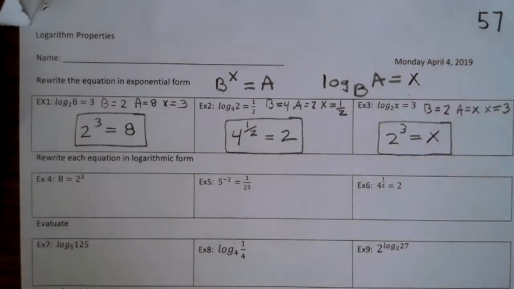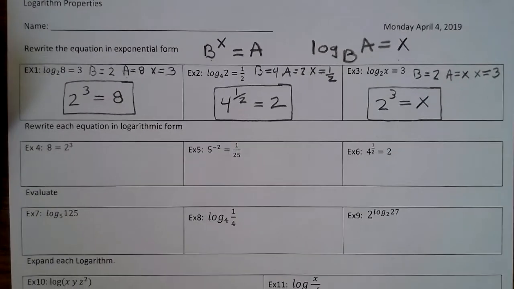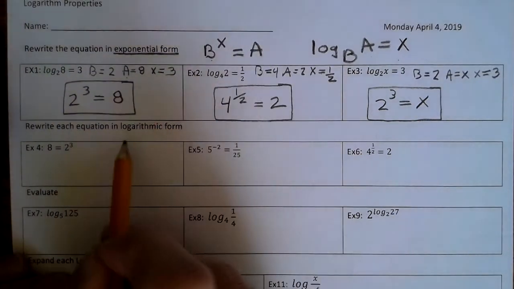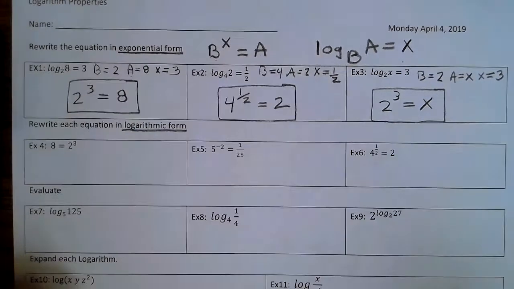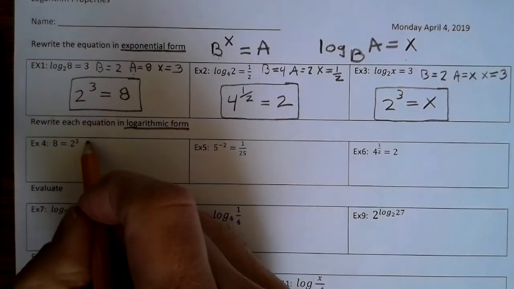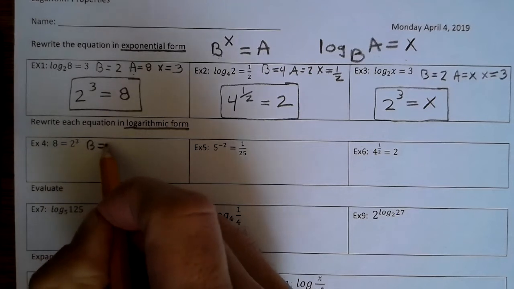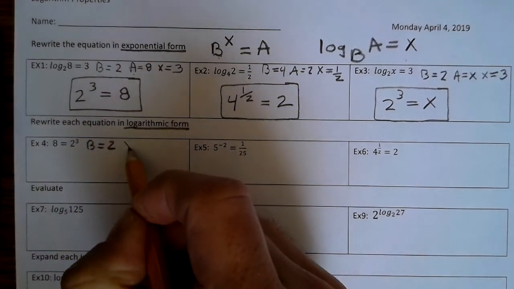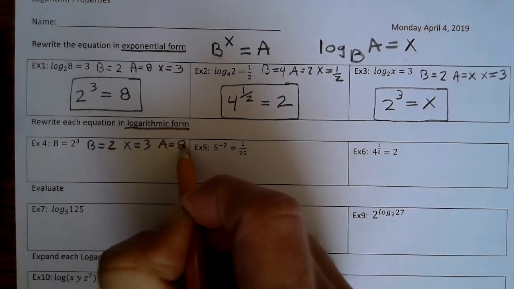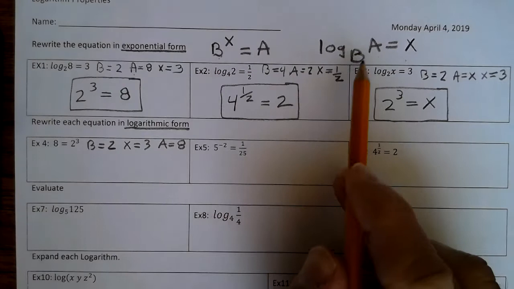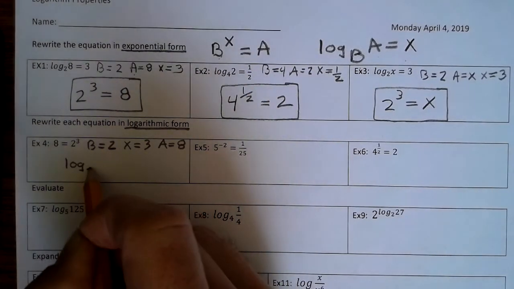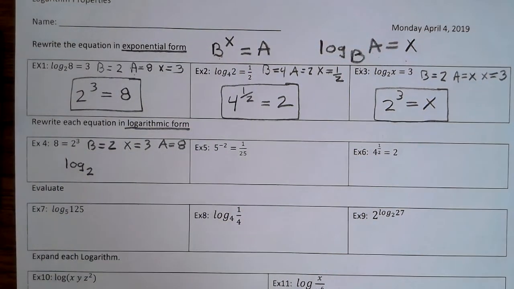All right. Now, that was rewriting in exponential form. Now we're going to rewrite in logarithmic form. So I'm going to find the letters from here. So B equals 2, X equals 3, and A equals 8. Now we use this. So that's log base 2 of 8 equals 3.